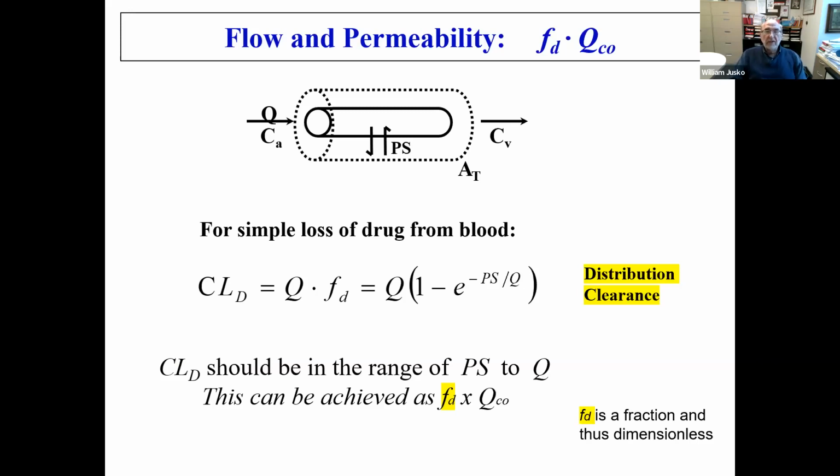Distribution clearance represents the combination of the roles of permeability and blood flow. And our models estimate an FD value. It's a fraction of cardiac output that is going to each of the tissue compartments. As a fraction, it's dimensionless. That makes it easier for fitting data.